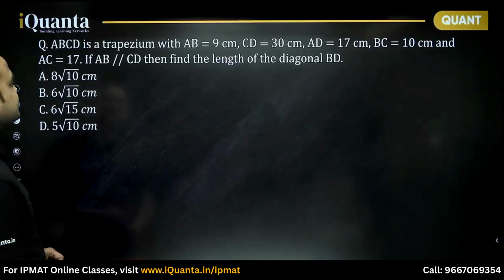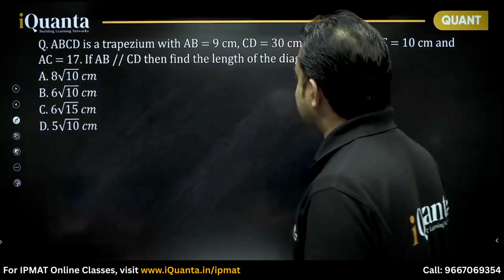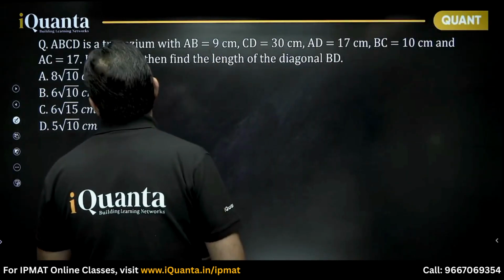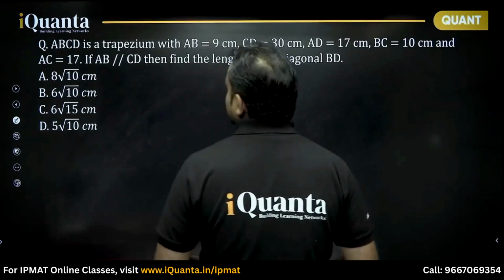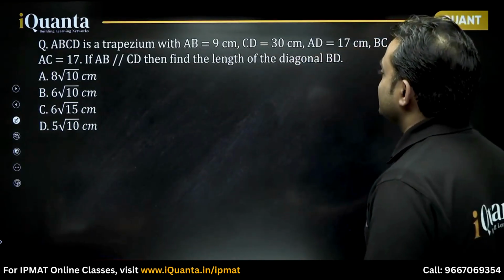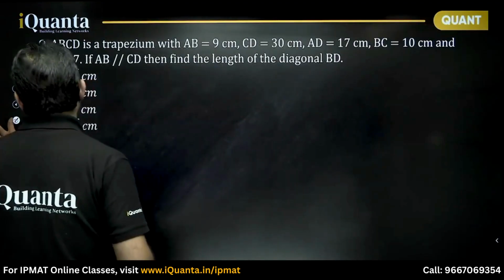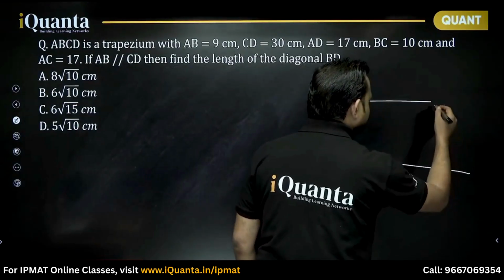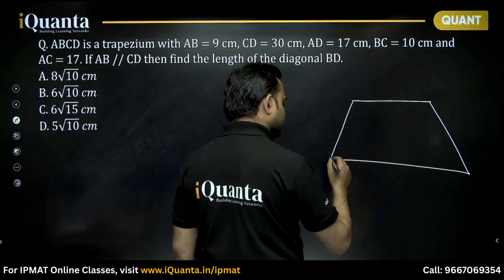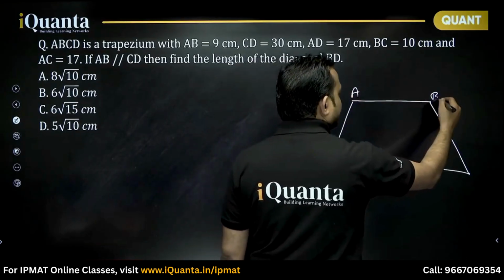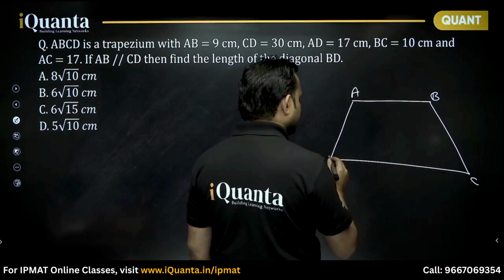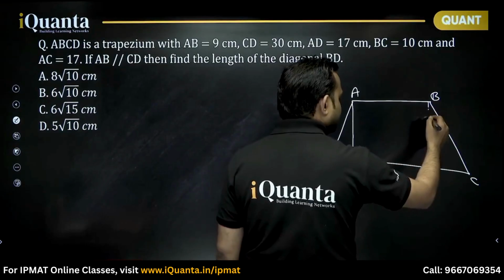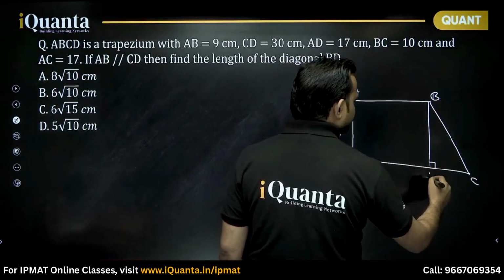It says ABCD is a trapezium with AB equal to 9 centimeter, CD equal to 30, AD 17, BC 10, and AC equal to 17. If AB is parallel to CD, then find the length of the diagonal BD. So let's draw this trapezium like this: A, B, C and D. Let's draw perpendiculars AE and BF.